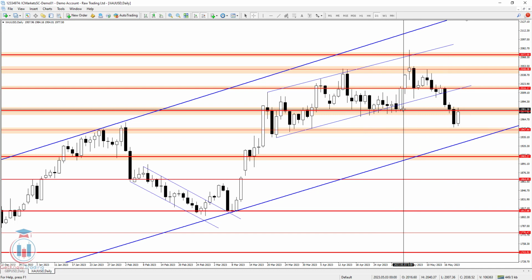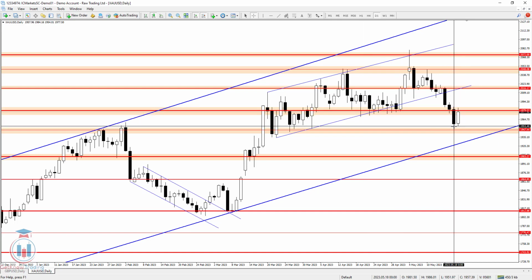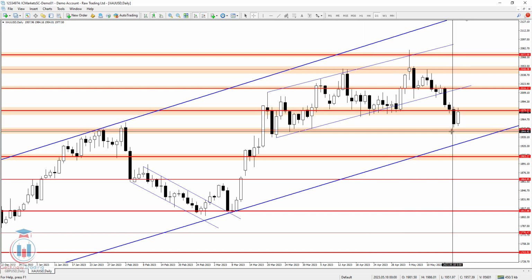We can see that this was a significant support in the past, so the price stopped again. But on Thursday, this support lost its ground. We can see that the price formed another strong bearish candle that took the price down to the daily support at 1947.44.